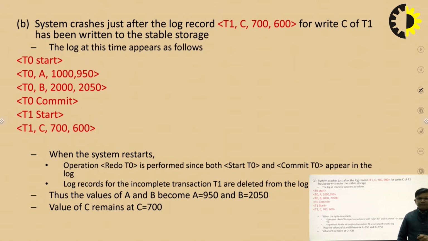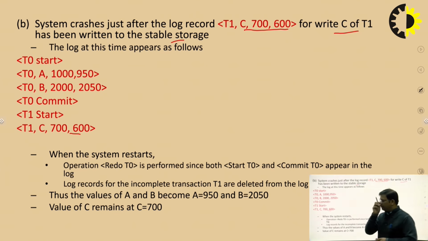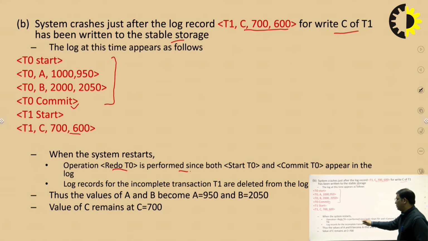The second one: the system crashes just after the log record for the write of T1 has been written to the stable storage. Like for example, in this case, the system shuts down unexpectedly. When the system restarts, what will it do? Because there is a commit operation, this is redone again because the transaction has been completed and the values of A and B have been revised. So the redo of transaction T0 is performed, since both start T0 and commit T0 appear in the log file.